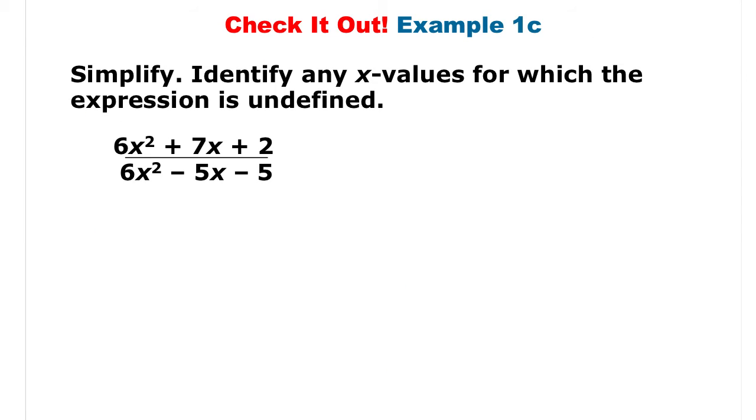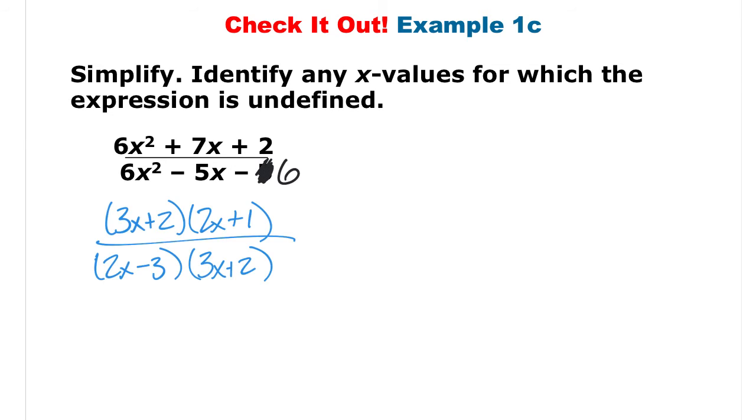I want you to try factoring this one, the numerator and the denominator, on your own first. But before you do, there is a typo. This should be -6 on the end of that one. Here's what I end up with when I factor, and so I can get rid of the 3x plus 2 in the numerator and the denominator, and my simplified expression here would just be 2x plus 1 over 2x minus 3.